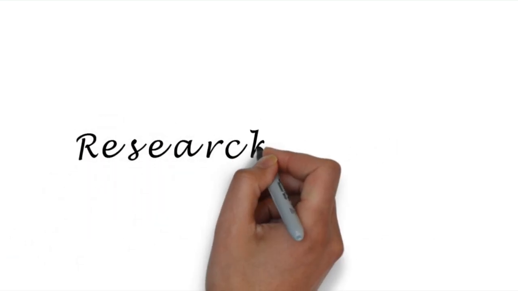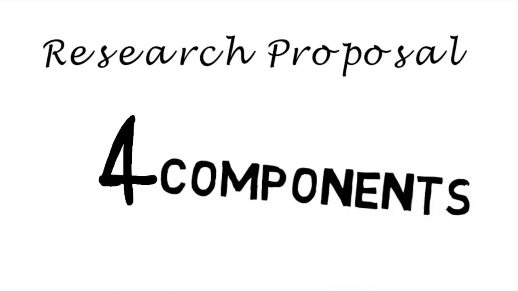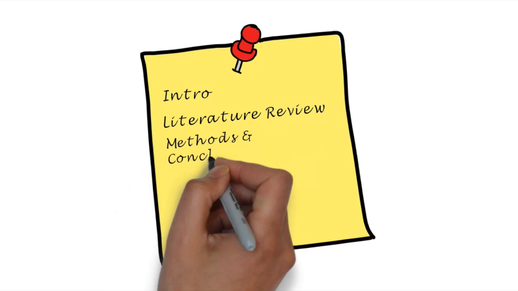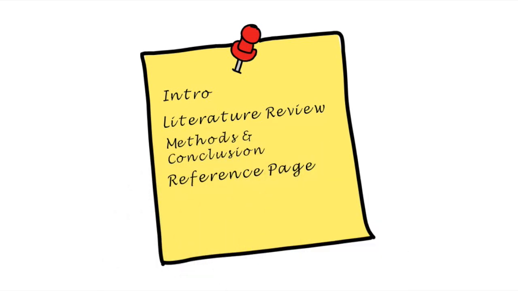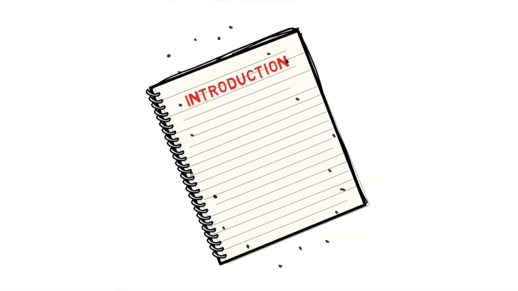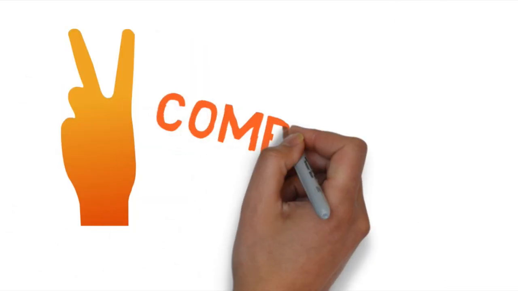Research proposal. In this course, the research proposal consists of 4 components: an introduction, a literature review, a methods and conclusion section, as well as a reference page. The introduction will take your first writing assignment and expand on it to inform the reader of what you propose to test. The introduction needs to have 2 main components.